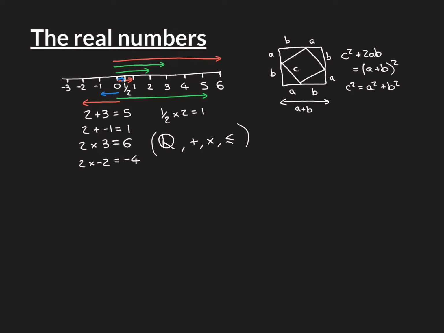So we get this equation here, C squared plus 2AB is equal to (A plus B) squared. If you expand this, it makes A squared plus B squared plus 2AB. The 2AB's cancel from both sides, and you then end up with C squared is equal to A squared plus B squared, which is Pythagoras' theorem.